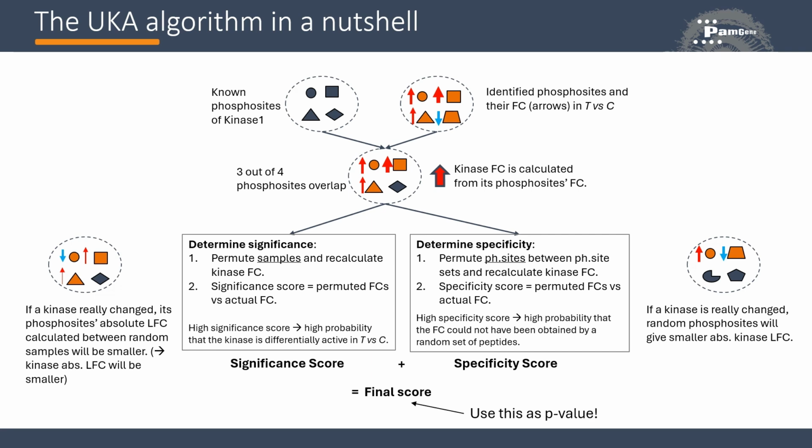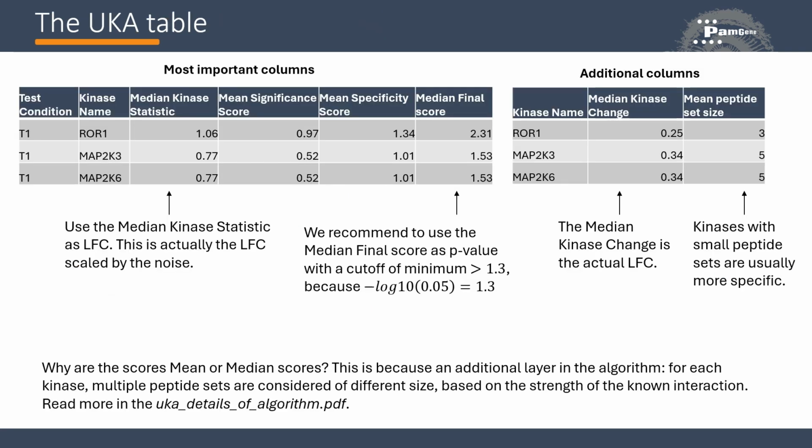Let's take a look at the output file that we get from the Upstream Kinase Analysis. The first column is the test condition, which is again a comparison column. Here it would probably be T1 versus control. Then we have the kinase name, and there are some other annotation columns that I didn't show here, for example, the UniProt.